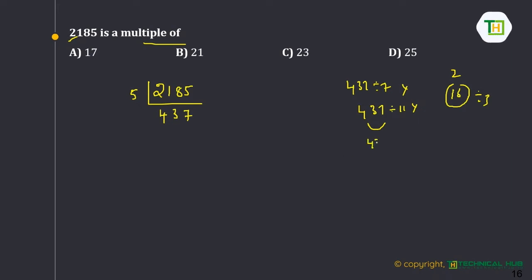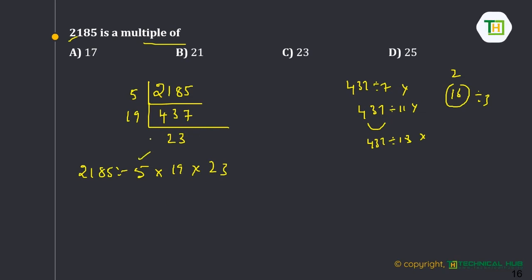The next prime number is 13. That one is also not divisible. So 437 is not divisible by 13. And next, if you observe, 17 is also not divisible. Then go for 19. So let's check it. 437 is exactly divisible by 19. 19 2s are how much? 38. 5 is the carry. 19 3s are 57. So finally, 2185 can be written as 5 into 19 into 23.